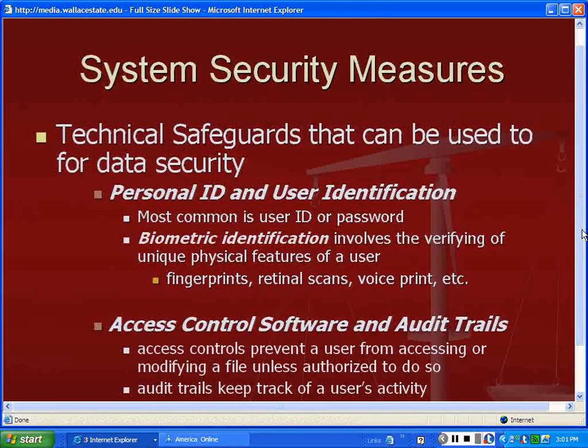Audit trails keep track of a user's activity. So every time somebody logs in with a password of 123456, it keeps track of when it was, where it was, what computer terminal, how long they were there, what they looked at, and that's kind of an after-the-fact thing. But audit trails just keep track of everybody that's been in a system and what they've accessed and what they've done.